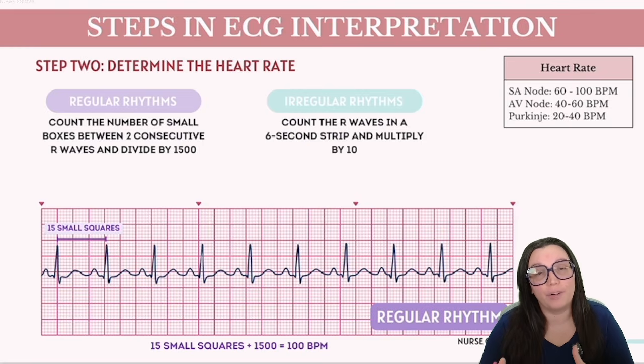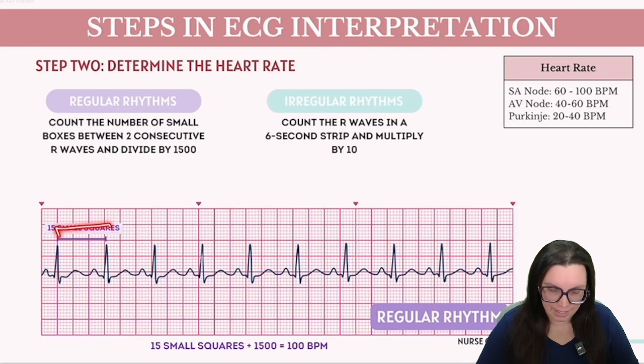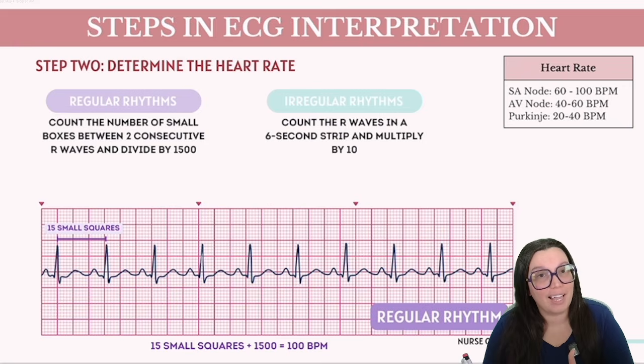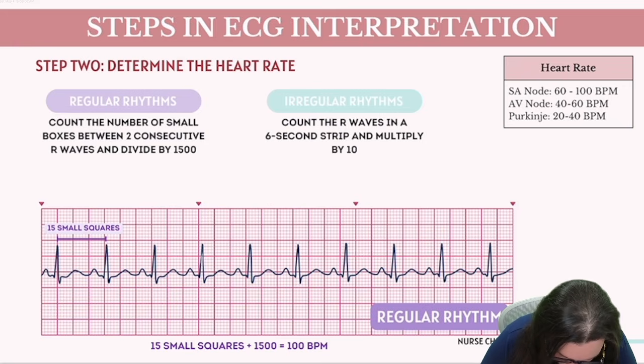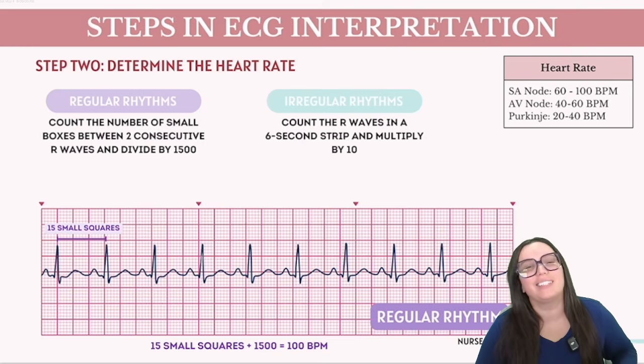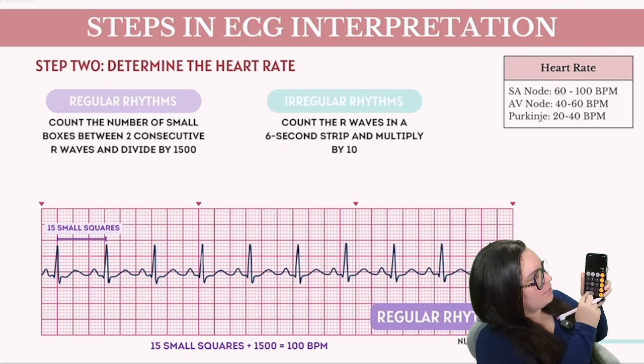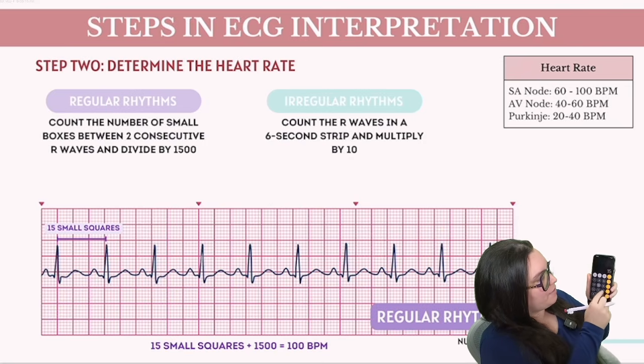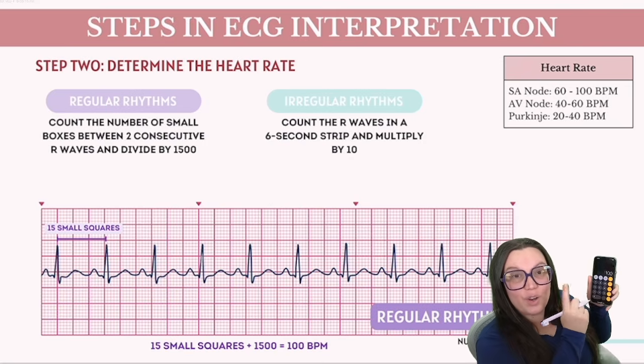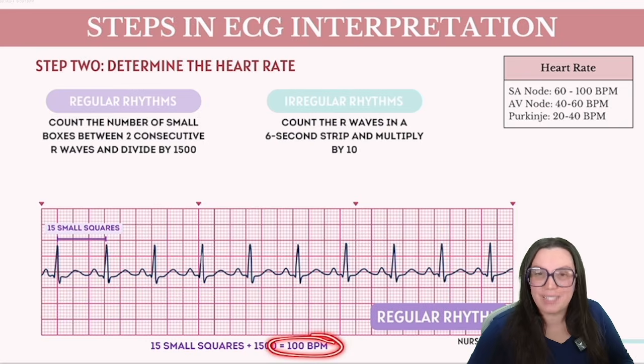So to determine heart rate for regular rhythms, we want to count the amount of small boxes in between two consecutive R waves and then divide 1500 by that total number. So if we look here, we have 1 large box, 2 large boxes, 3 large boxes in between our R waves. So we take 1500 and we divide that by 15, and that is going to give us our total heart rate of 100 beats per minute.